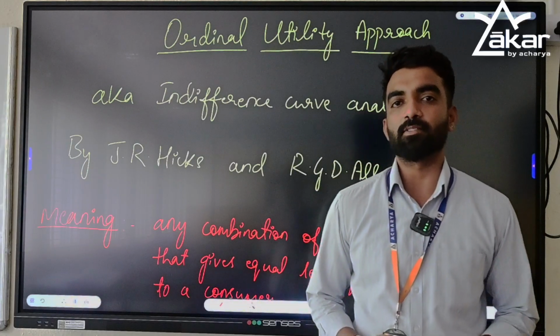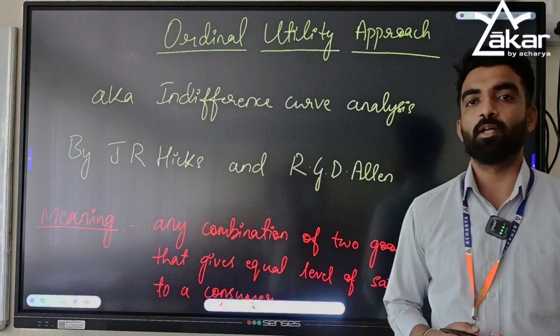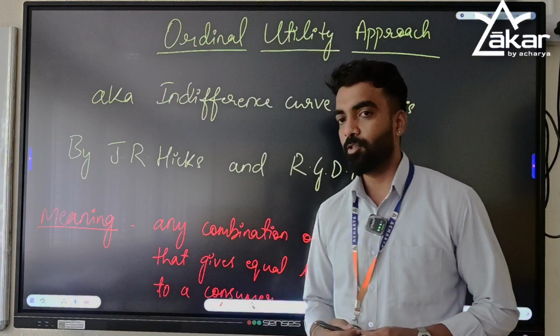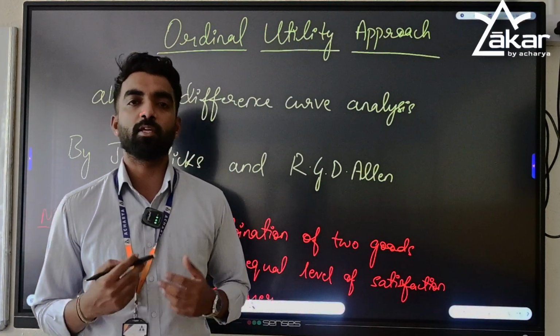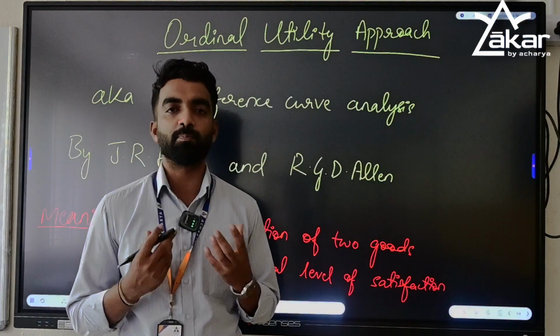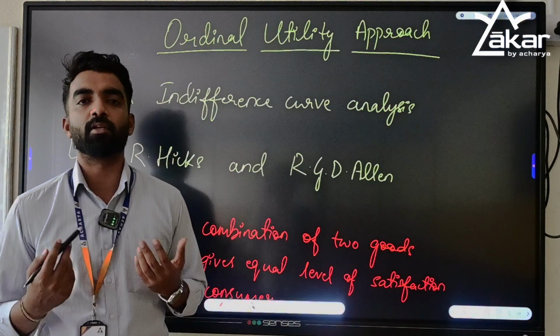In the previous classes we have discussed that there are two ways to study consumer behavior. One is cardinal approach and the second one is ordinal approach. So what is the difference between the two? Cardinal approach means where the utility or the satisfaction derived from the consumption of a commodity is expressed in terms of numbers. So if you remember, I have given an example.